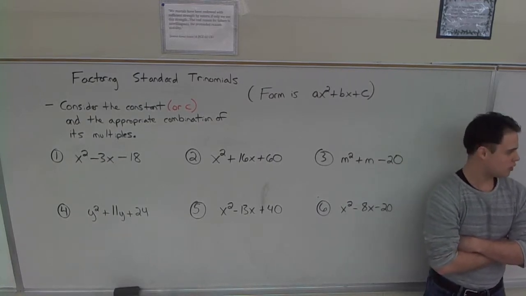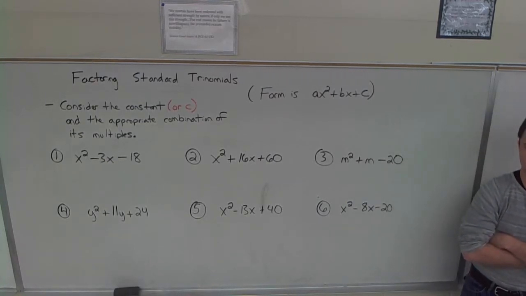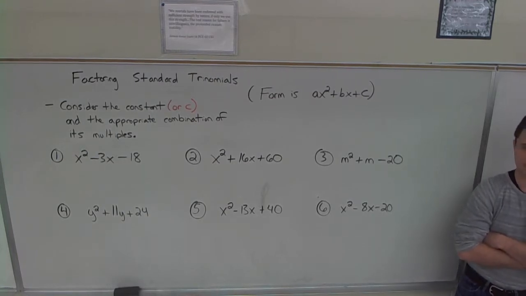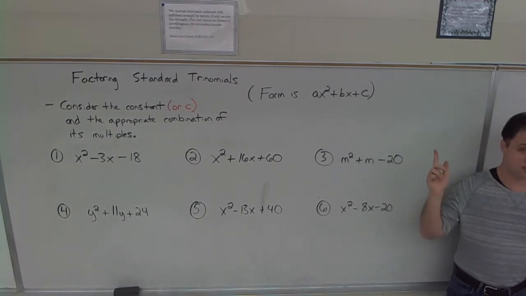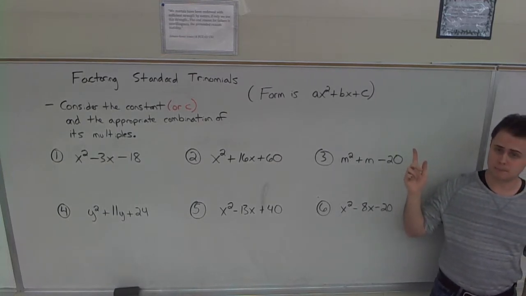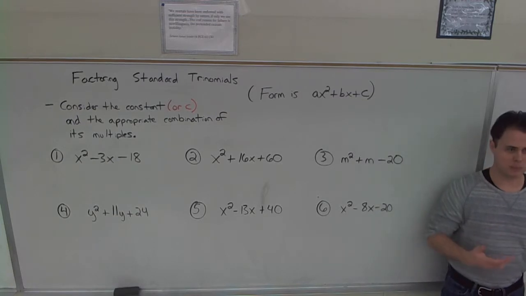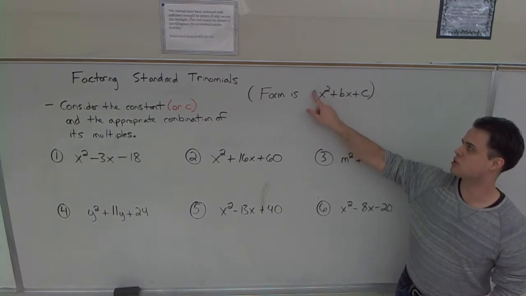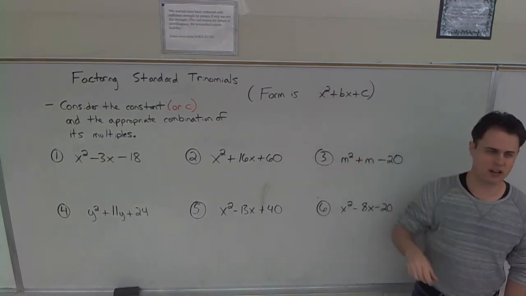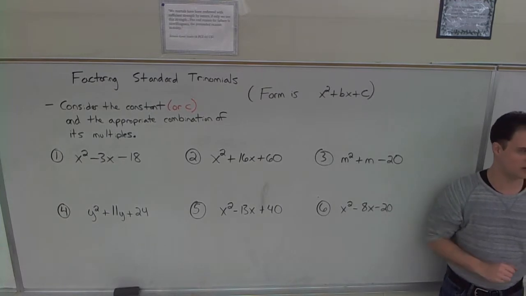So I think the best way to remember it is it's for standard trinomials. A standard trinomial has the form ax squared plus bx plus c. So we're going to start with easy standard trinomials. Those are the trinomials that don't really have an a. All the trinomials here, well, they have an a, but what is their a? It's the same on every single one. What's the a on every single one?